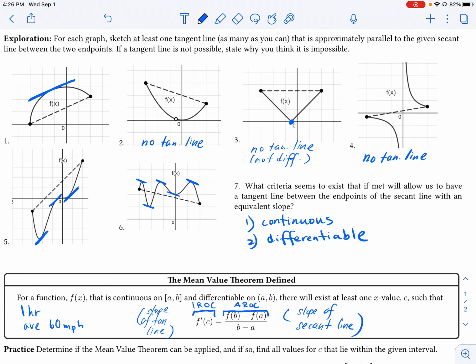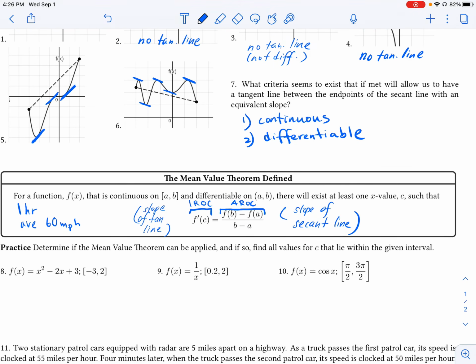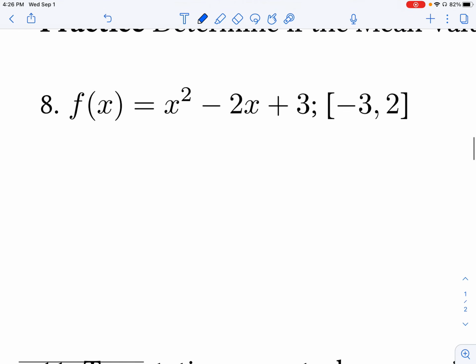Now let's put this theorem into practice with a couple of different functions and see whether or not the mean value theorem applies. And if it does, let's find the c values that lie within that given interval such that it's true. We did some problems that were somewhat similar when we were talking about the intermediate value theorem. So let's look at number 8. Let me zoom in on this and work with this on number 8.